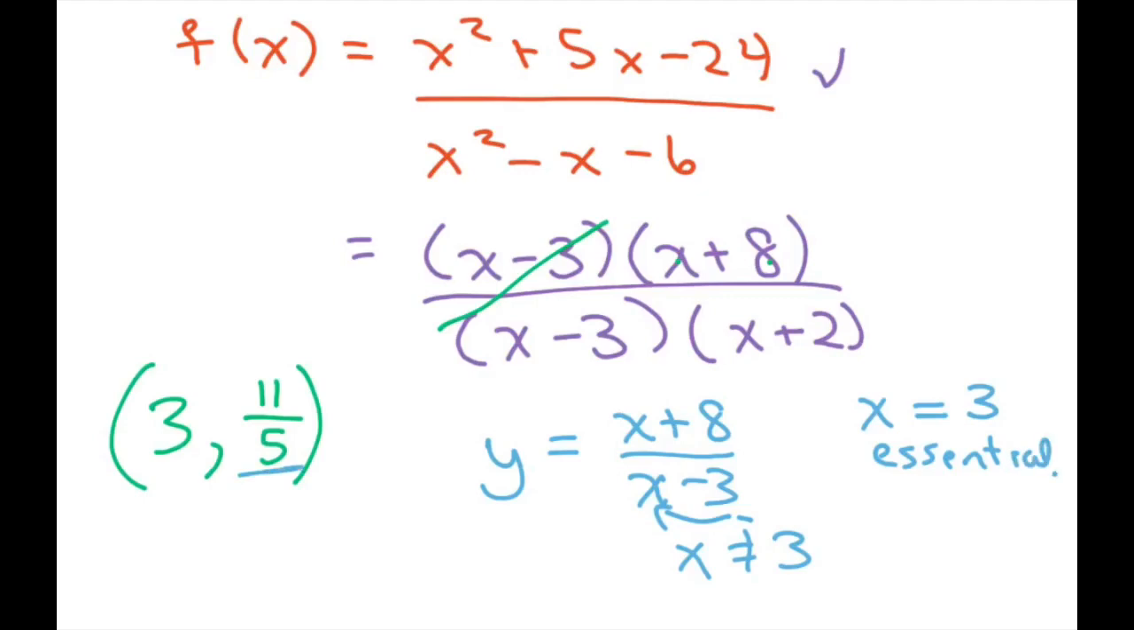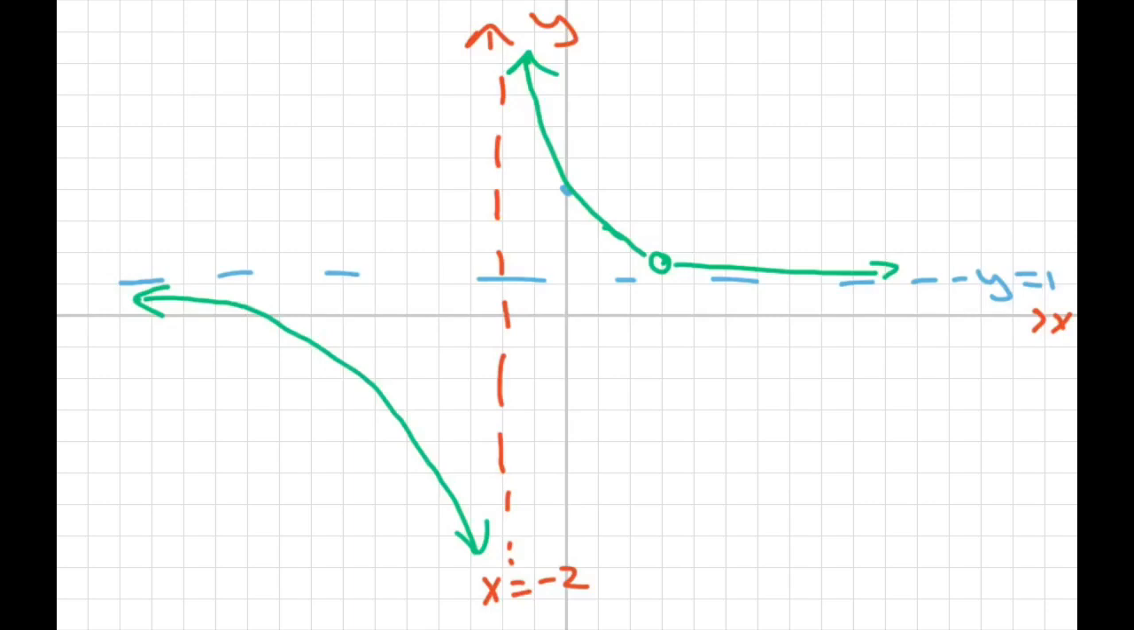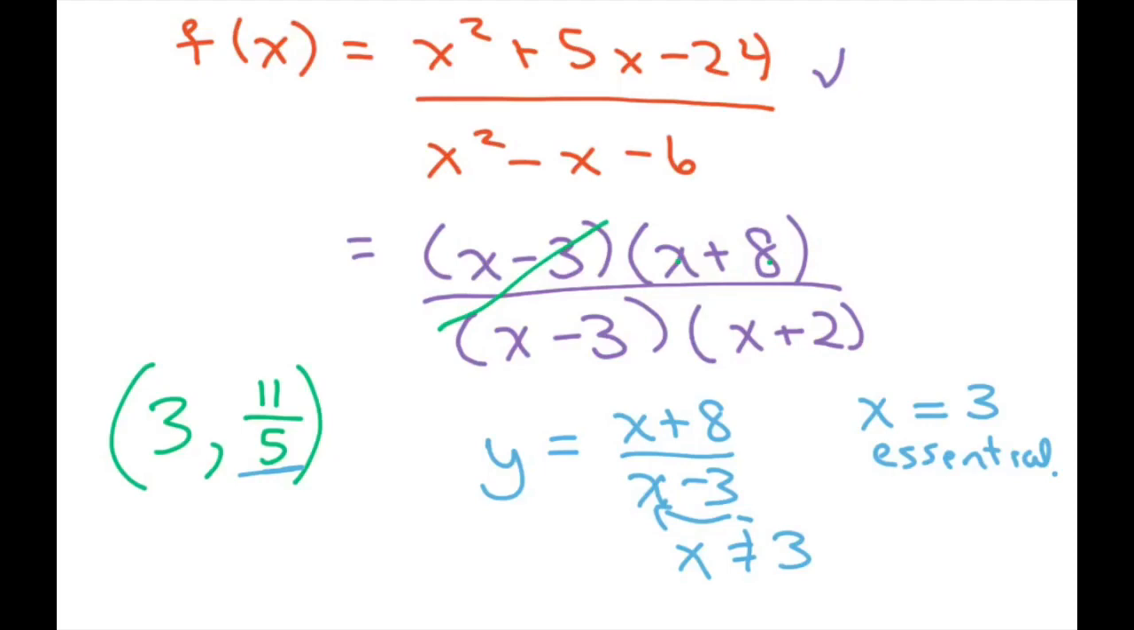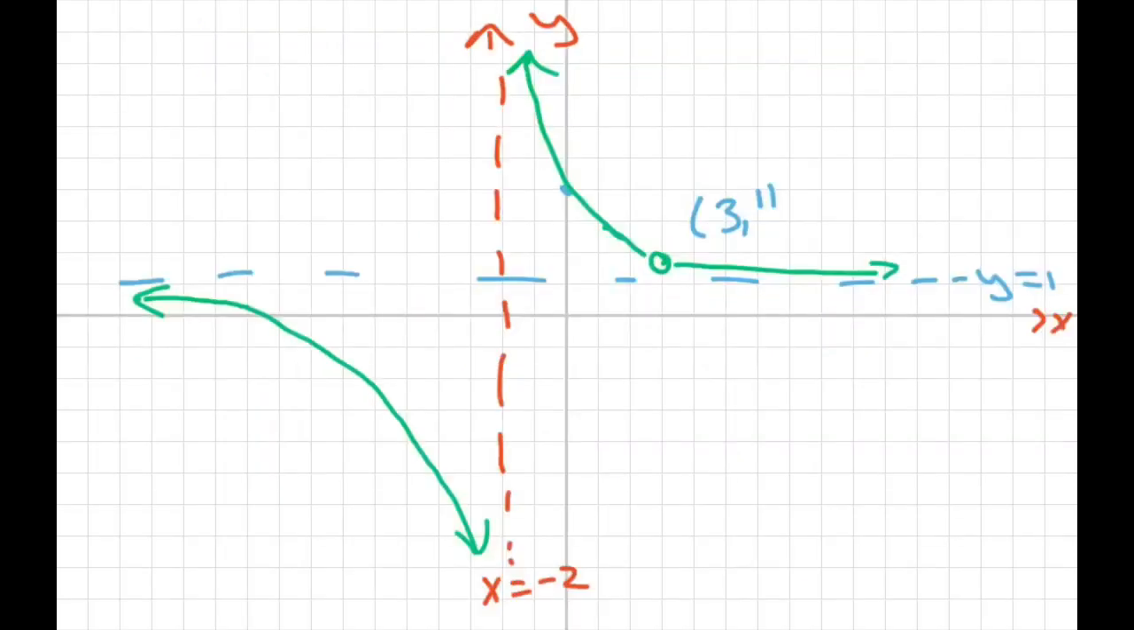And I think I graphed this here. So basically, your hole occurred at 3, 11 over 5. I should have made it a little bit higher here. But there's a hole here. Your essential discontinuity is here. So the graph is not continuous. It jumps over because it can't cross the vertical asymptote.